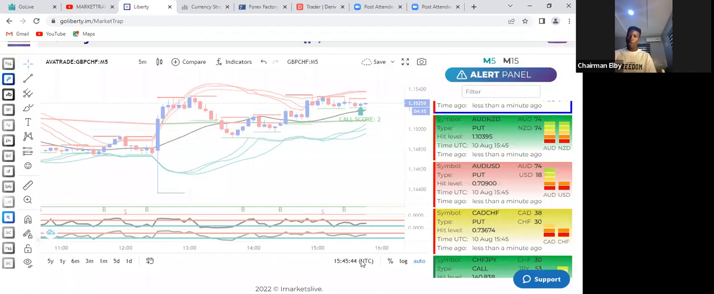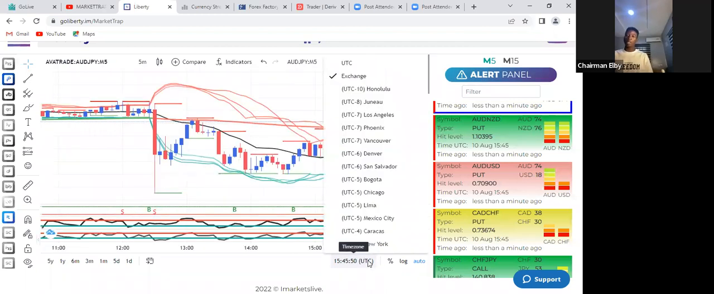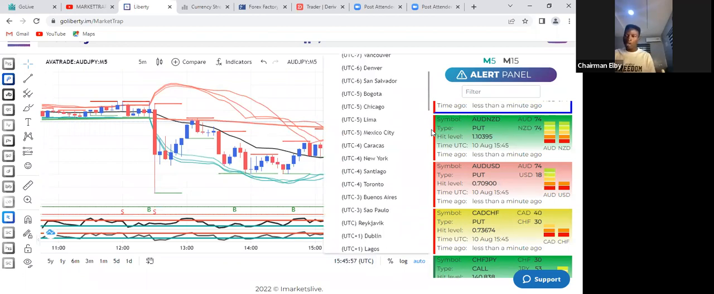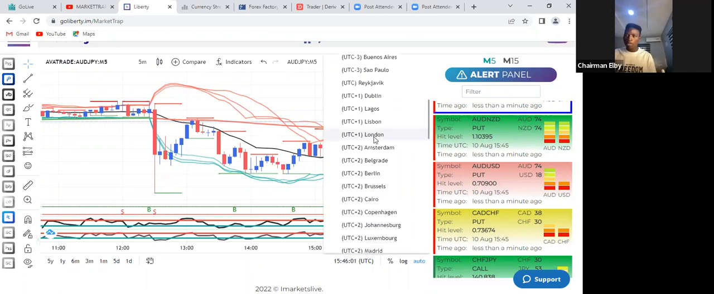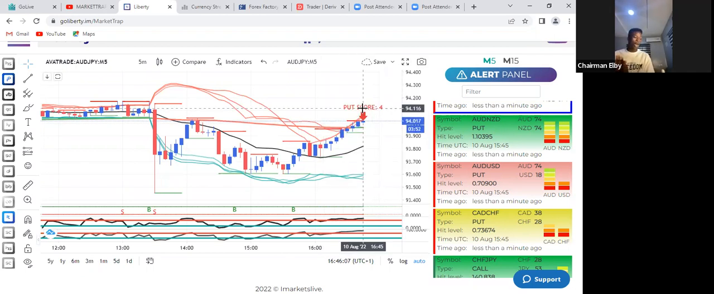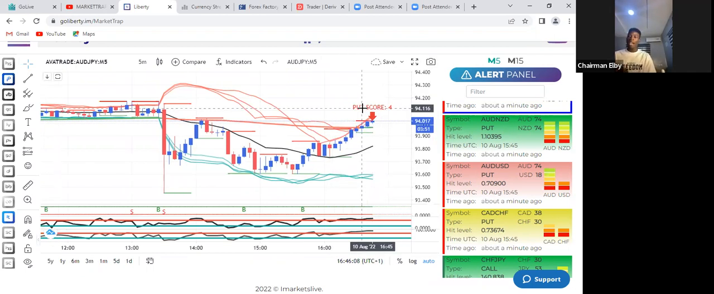Okay, so this UTC, you definitely want to change it to UTC plus 1. Anything UTC plus 1 is definitely Nigerian time. So you can choose London, Lagos, whatever. It's definitely going to be Nigerian time. So first of all, you want to have that set, and then the next thing immediately after that is to check the currency strength meter of the assets you want to trade.